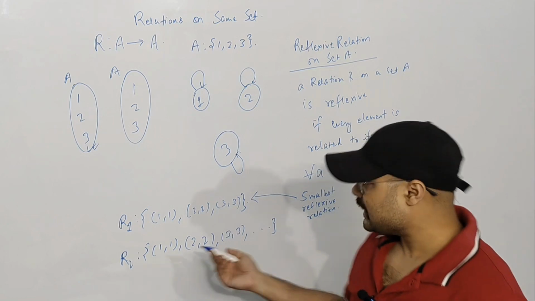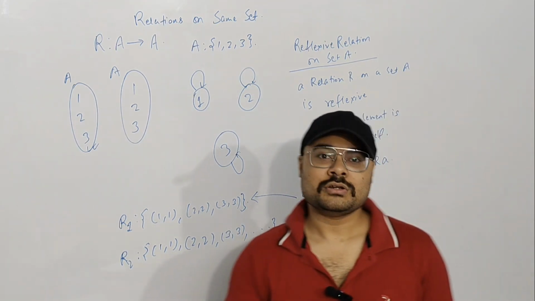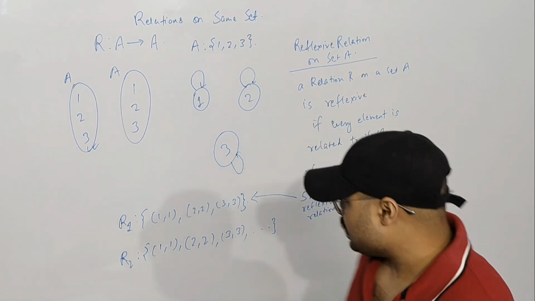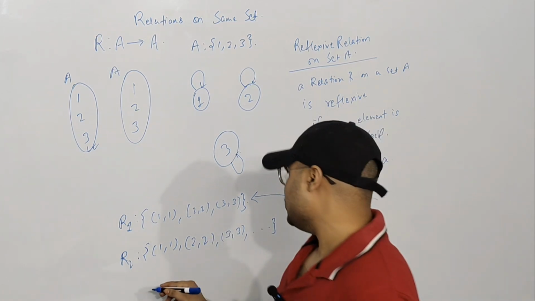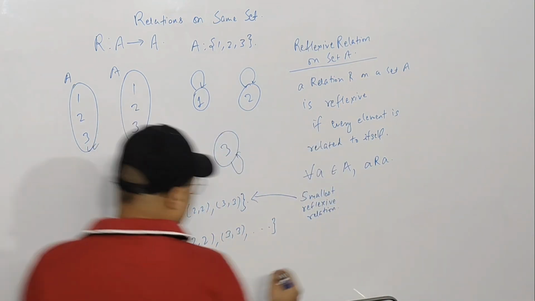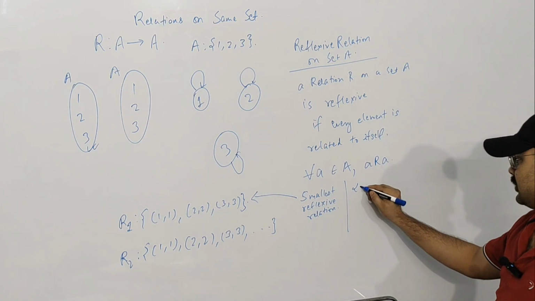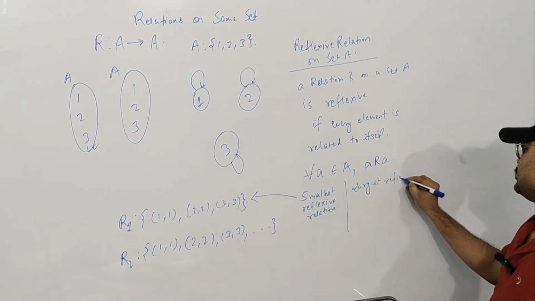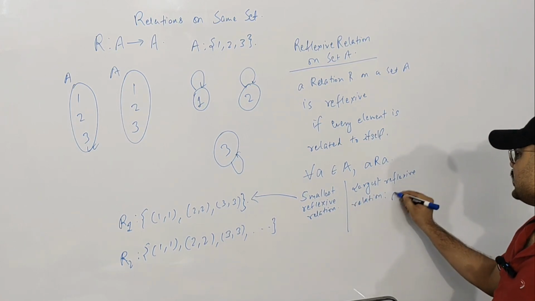A cross A, because we know that A cross A is a universal set in the context of relation. So in the context of relation on the same set, the largest reflexive relation is A cross A. Largest reflexive relation is A cross A.